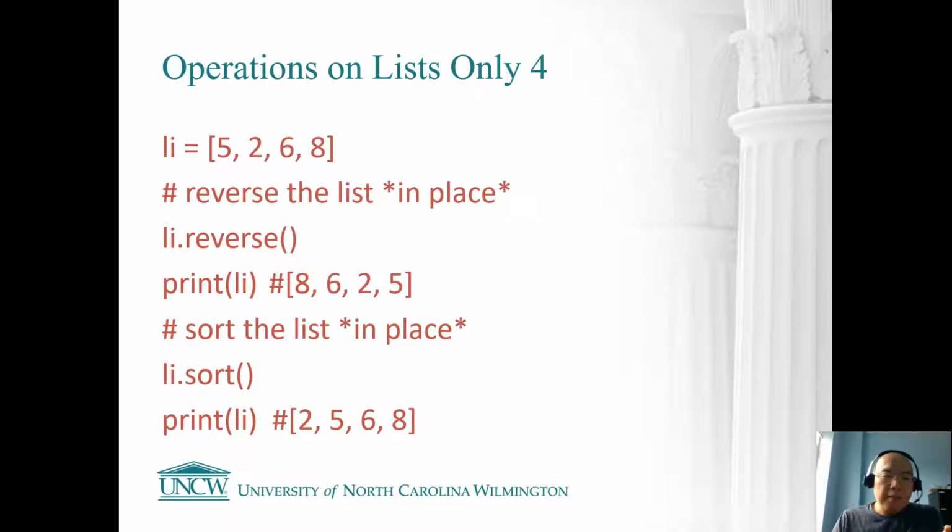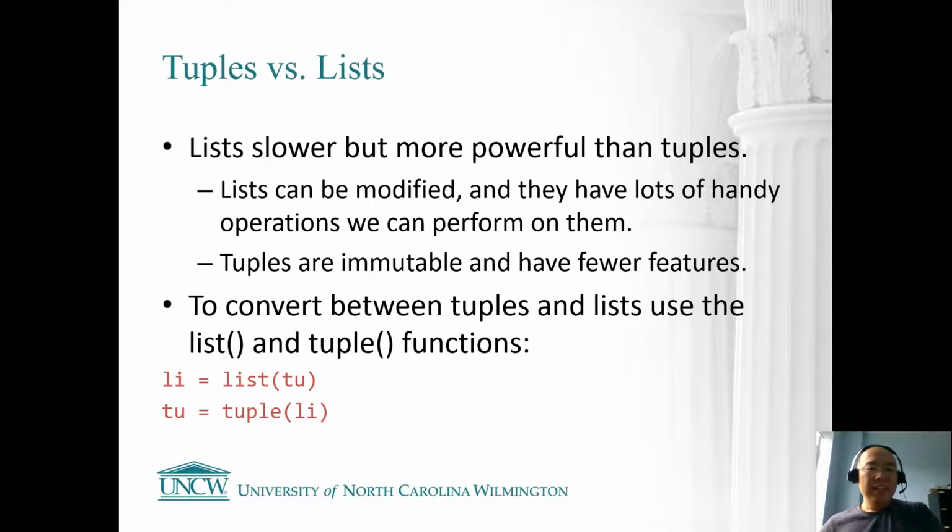And the same thing for sort. We can sort a list, and this sorting is also in place. As long as an operation is done in place, we can do that on a list, but we cannot do that on tuples, right? Okay, and here are a few more things I want to say about lists versus tuples.